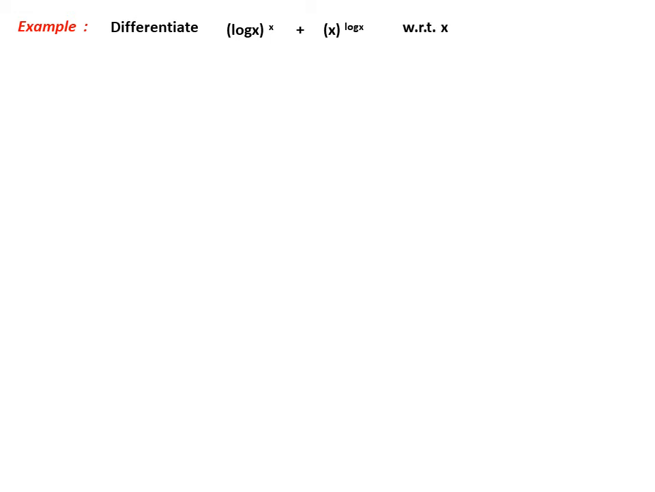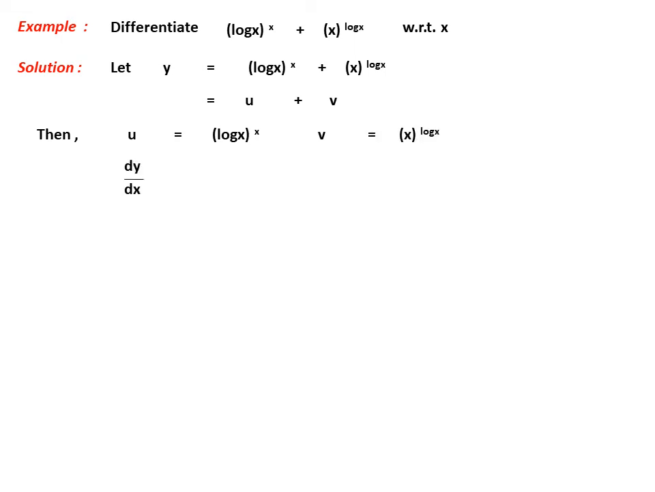So you should be very careful. Remember here, y equal to log x to the power x plus x to the power log x. This you should write as u plus v, because you cannot directly take log. In between there is addition. So now u equal to log x to the power x and v equal to x to the power log x. This is the first thing you have to observe.